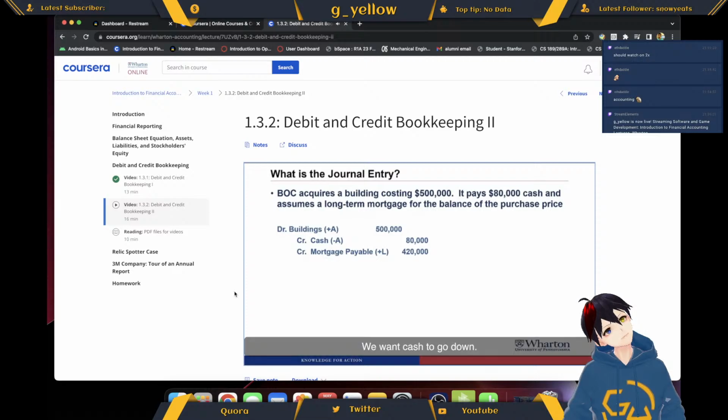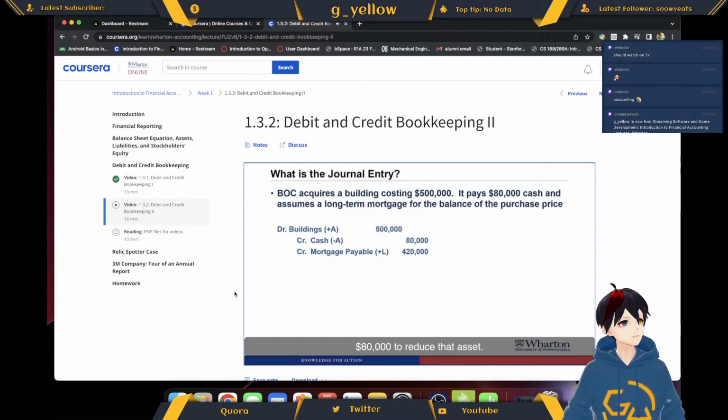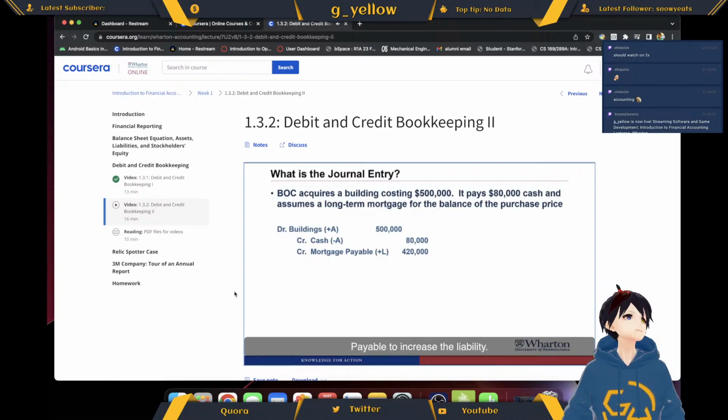We want cash to go down. Cash is an asset. Cash has a debit balance, so to make it go down, we need to credit it. We credit cash for $80,000 to reduce that asset. And then mortgage payable is a liability, has a credit balance. We want to increase it, so we're going to credit mortgage payable to increase the liability.